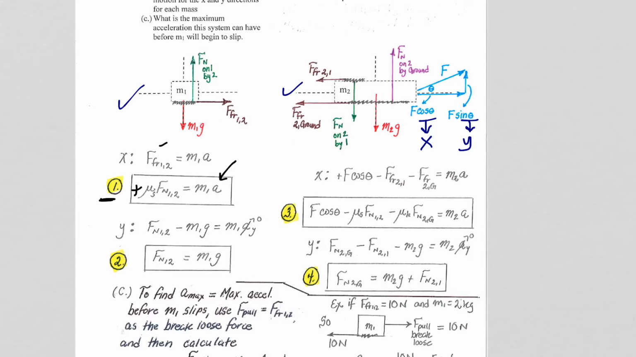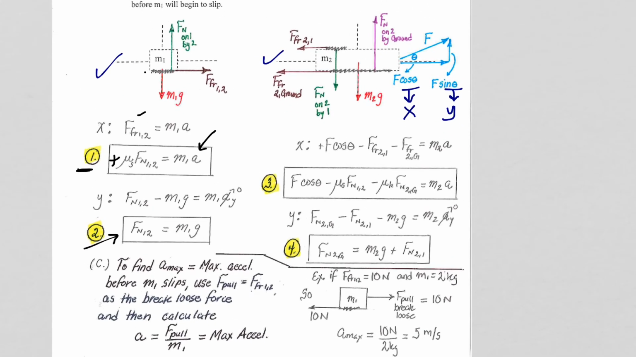Now in the y direction, as I think we talked about earlier, the normal force just equals mg, and that's the normal force on m1 by m2. Now in the x and y direction for m2, I'm simply letting my force diagram guide me into my equations. I'm looking at the arrows that go forward and the arrows that go backwards for the x direction. Here I have a positive F cosine theta because it's in the forward direction. I have a negative mu static force normal 1, 2, so the frictional force, that action-reaction pair between 1 and 2.